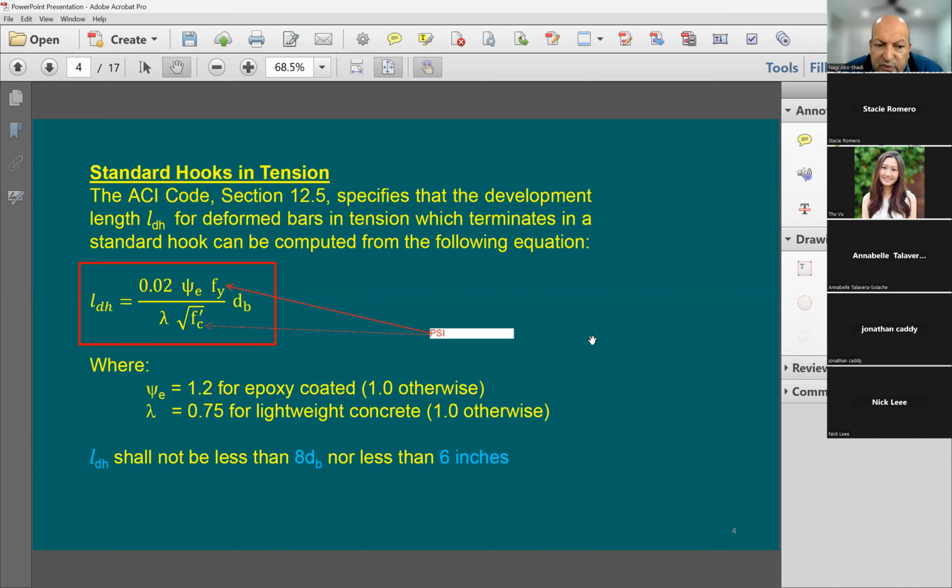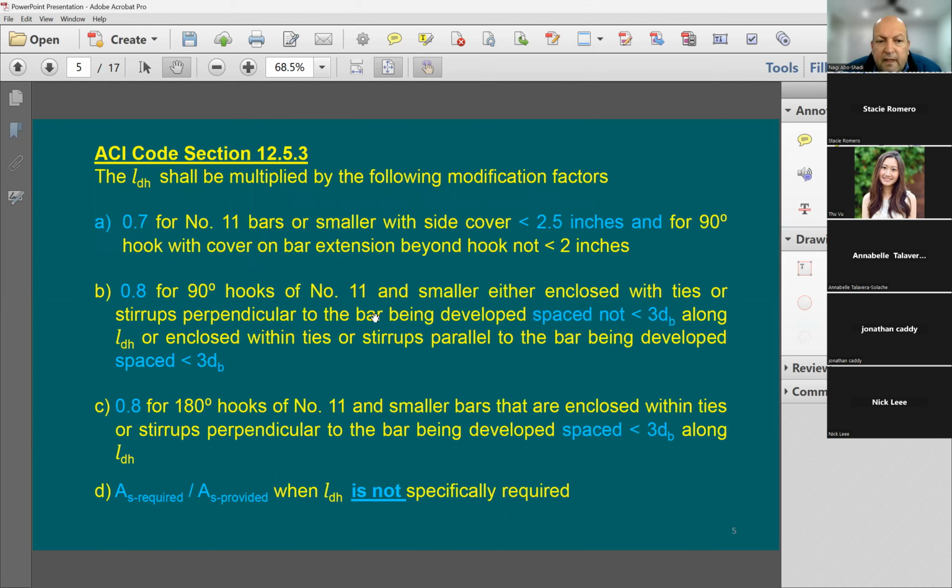At the end, after you're done with your analysis, you need to be sure that this LDH is not going to be smaller than 6 inches. It's not also smaller than 8 times the bar diameter. It's kind of an additional condition that they put here for you. I have also some factors.